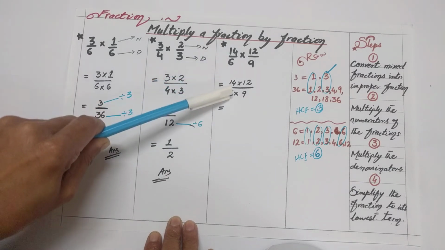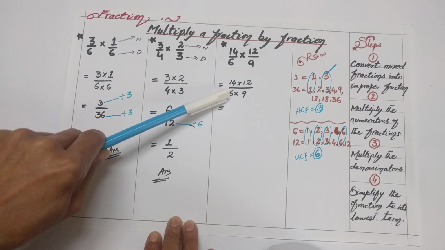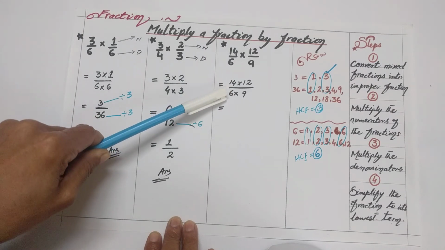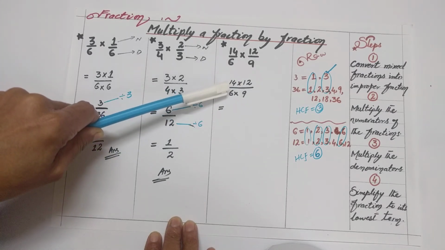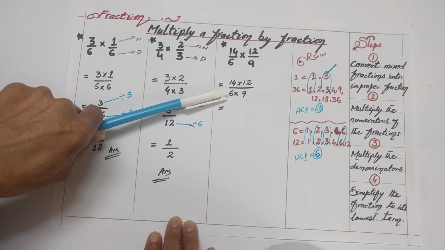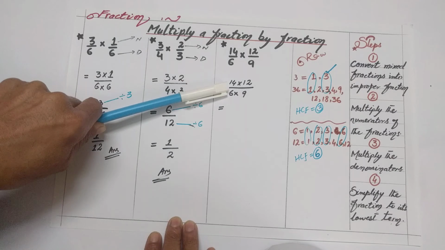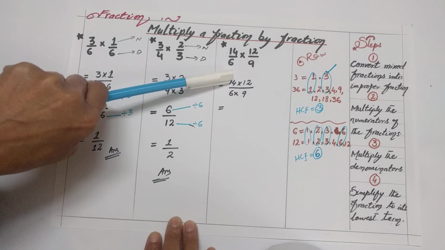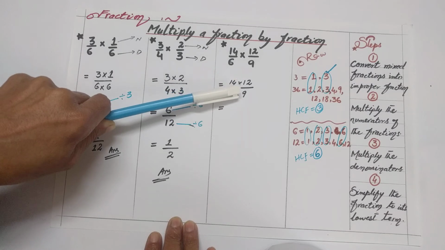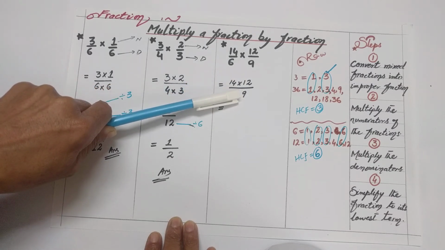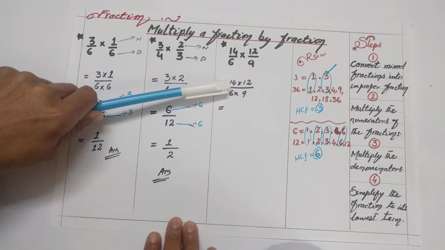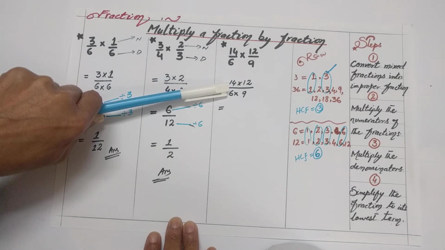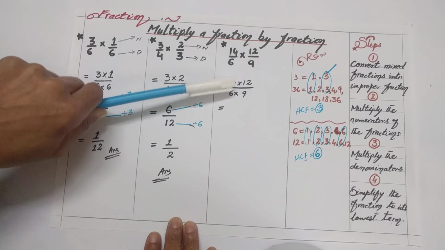Is there any common factor of 14 and 6? Yes, because we have a common factor of 14 and 6. What is that factor? That is 2. 2 divides 6, 2 also divides 14. We have a common factor for 9 and 12: 3 divides 9, 3 also divides 12. We have a common factor of 6 and 12: 6 is the common factor of 6 and 12, because 6 divides 6 and 6 divides 12.